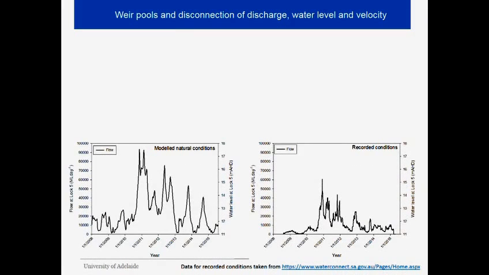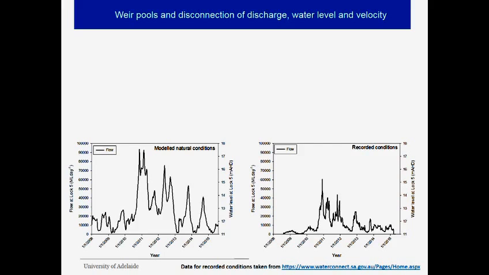These two plots: the timeline on the bottom is 2008 to 2015, and the plot on the left shows the modelled natural discharge at Lock 5 if the catchment hadn't been developed. This is basically through a mathematical model, and it shows a very large variation in discharge through every year associated with catchment rainfall. The plot on the right-hand side shows, for exactly the same period, the actual flow that came down the river.